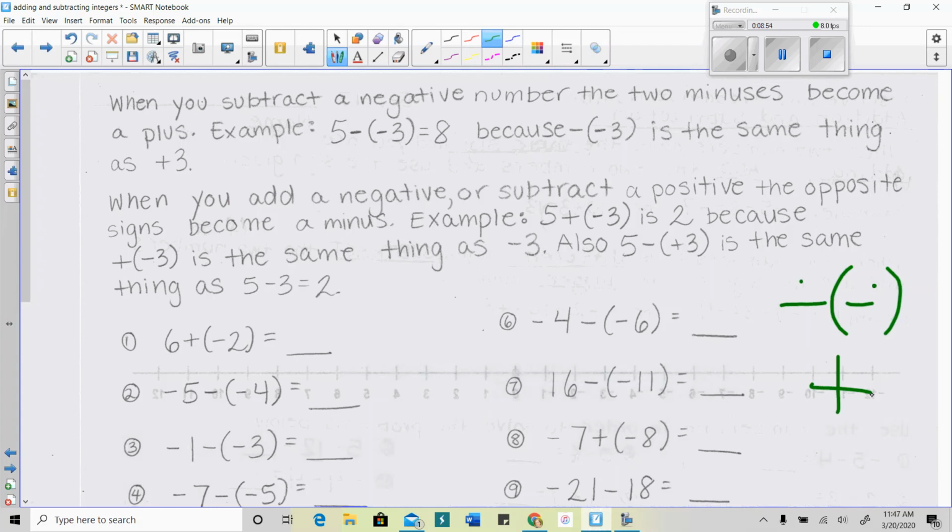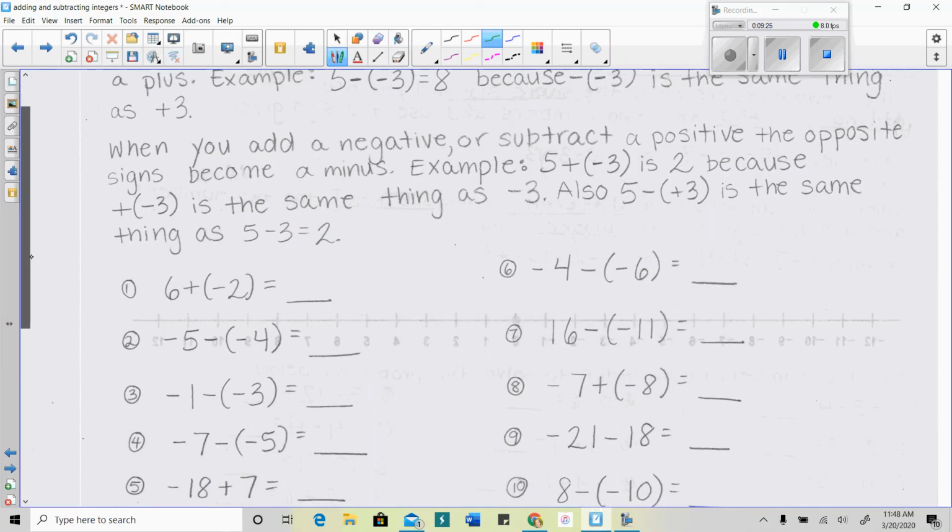So when you see these same signs beside each other, whether it be a negative and a negative, or a positive and a positive, when the sign is the same, you're going to add. Now, when you see two different signs beside each other, so one positive and one negative, it's going to be negative. Okay, so same signs, add, different signs, subtract. So the same concept we were doing before.